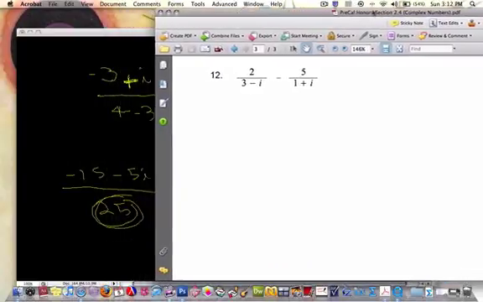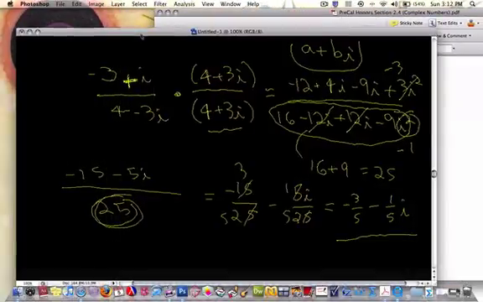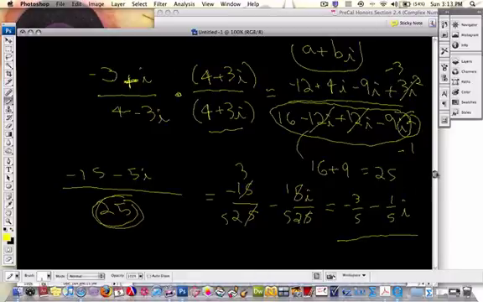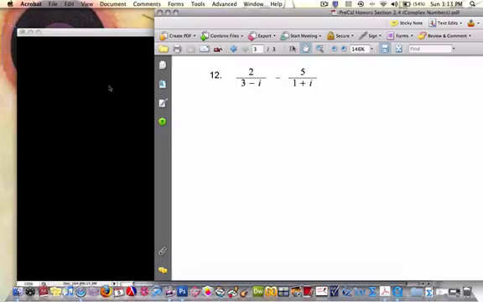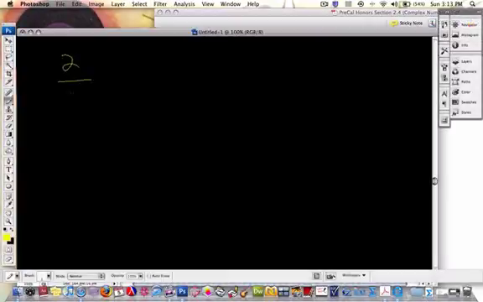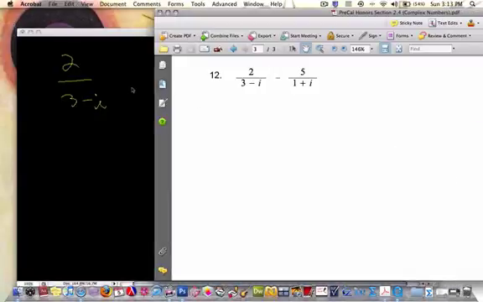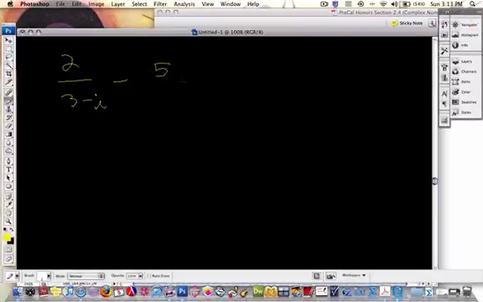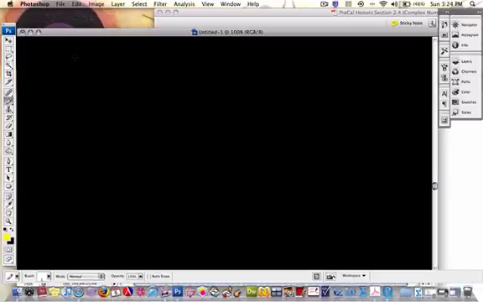2 over 3 minus i, minus 5 over 1 plus i. Last example is similar to the previous one, but just with a little twist at the beginning. 2 over 3 minus i minus 5 over i plus 1.